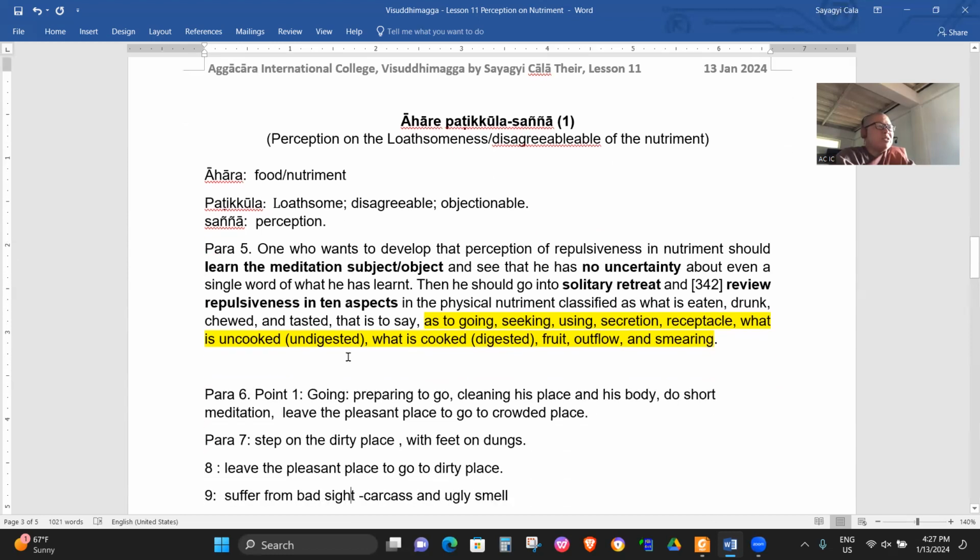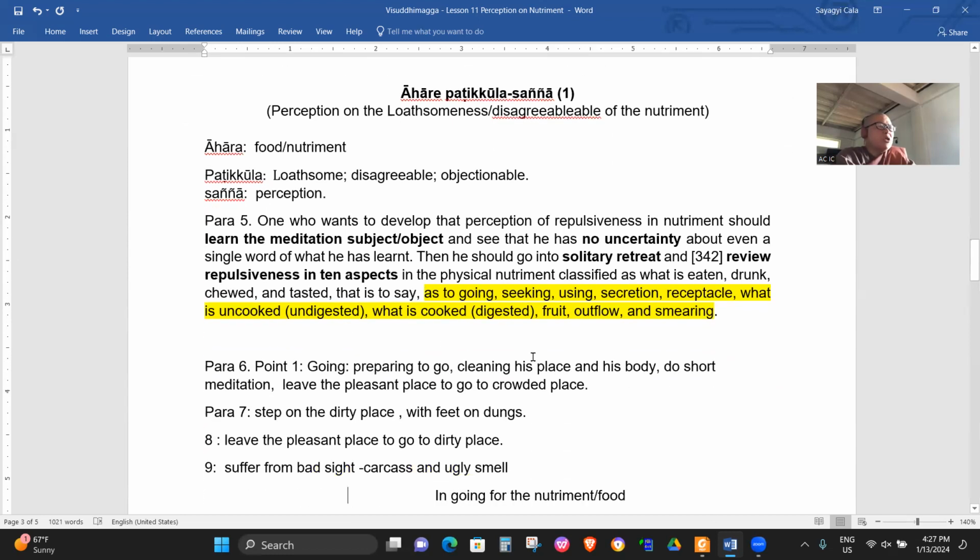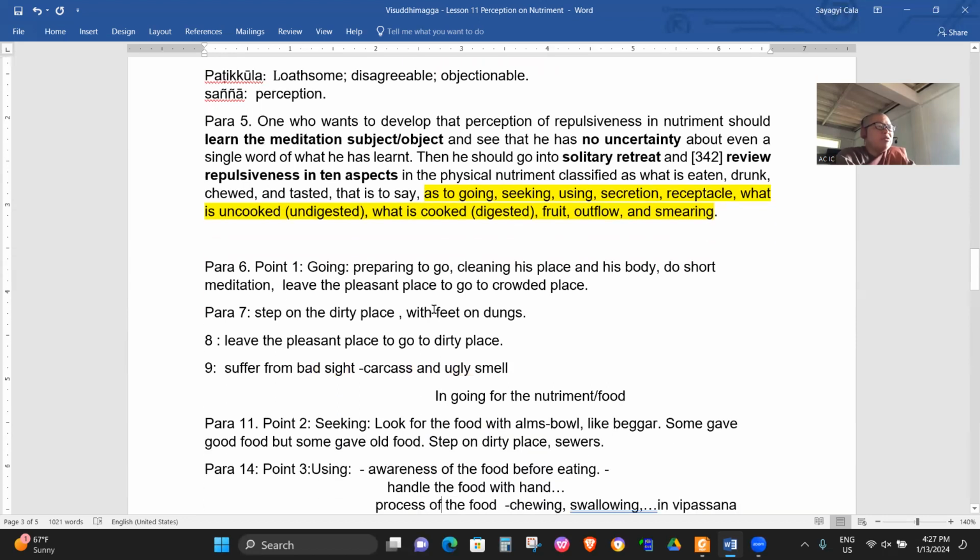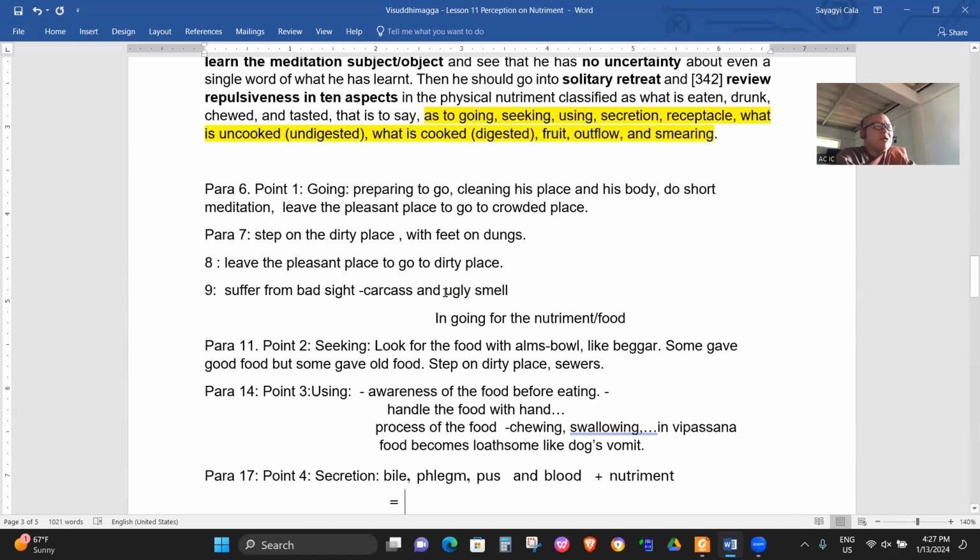Like first, you go from a pleasant place to a dirty place, and you step on the dirty place with your feet, and then you have to suffer from the bad smell.